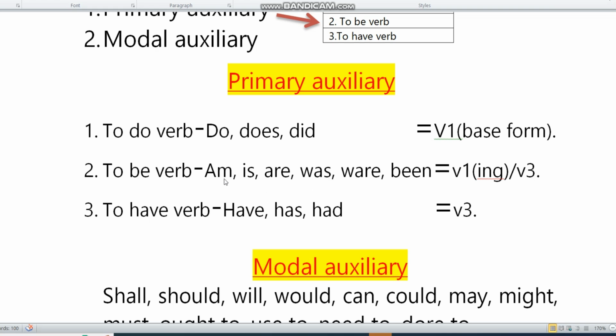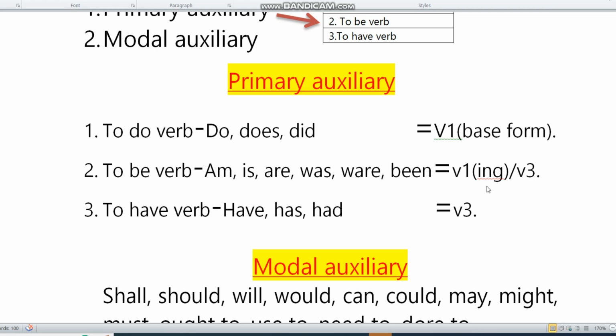Now we will know which main verb will stand after these primary auxiliary verbs. So first one, after the do verb, we can use only the present form of the main verb, and then the be verb.